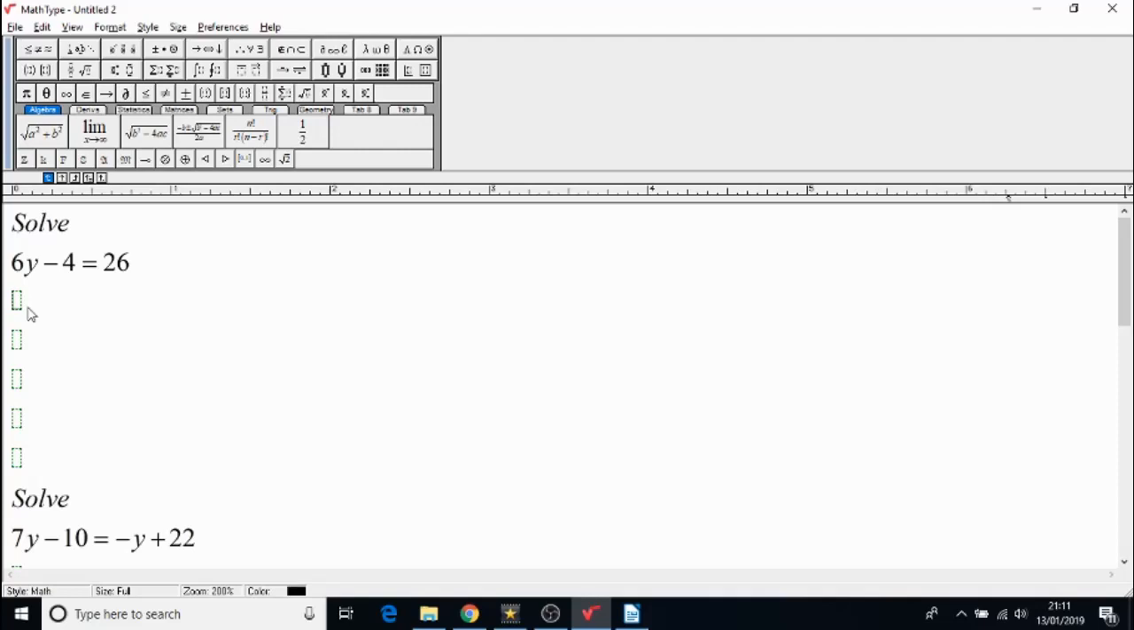Linear equations. Linear equations can be used to represent real life problems.